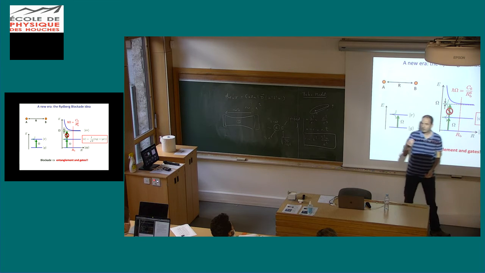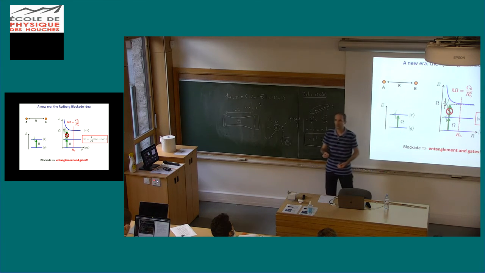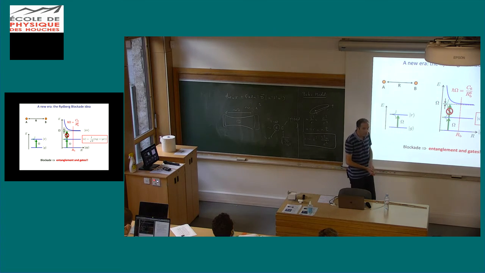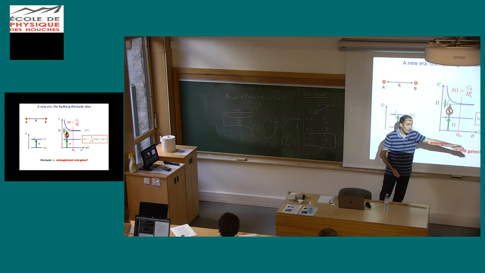So people had in mind that by combining the interactions between two Rydberg atoms in the Rydberg blockade regime, you could build some logic to create entanglement and quantum gates.